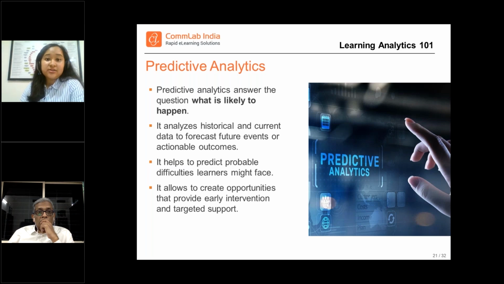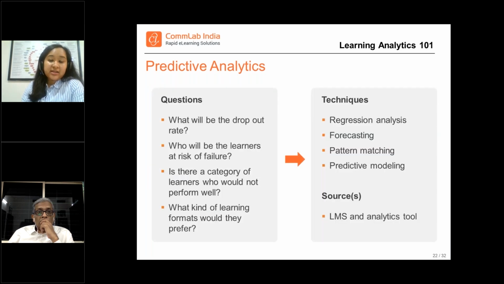So let's look into the kind of insights you will find with predictive analytics. It can answer your questions such as what will be the dropout rate? Who will be the learners at the risk of failure? Or is there a category of learners who would not perform well? Or what kind of learning formats would they prefer? So you see here, if you find answers to these questions even before you roll out a course, that's amazing, right? Because obviously you would not want a learner to get stuck somewhere, or you would not want most of the learners to drop out from a course.